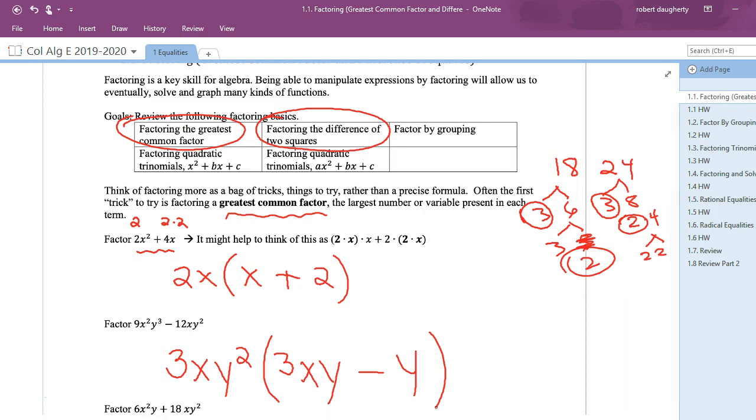How could I check that answer? Yeah, multiply it back out. So you may not have time to always check your answer, but in algebra, you can always check your answer. If I multiply this together, I get 9x squared y cubed. All right, and multiply the other one, I get minus 12xy squared. Okay, so you can always check your answer there.